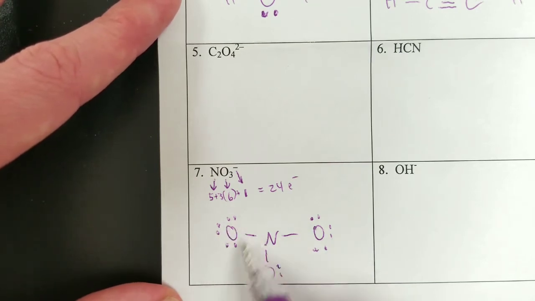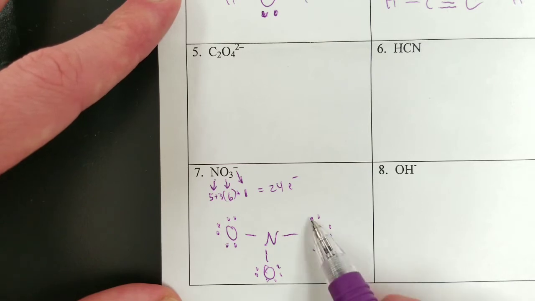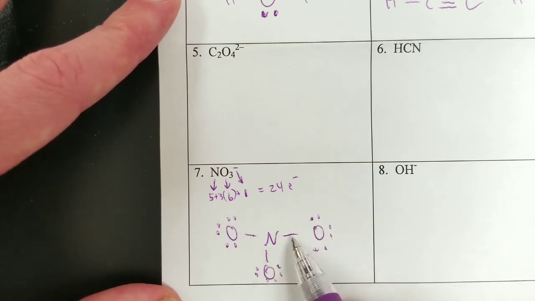2, 4, 6, 8. This oxygen's good. 2, 4, 6, 8. This oxygen is good. 2, 4, 6, and 8. This oxygen is good. 2, 4, 6. Uh-oh, this nitrogen has a problem.